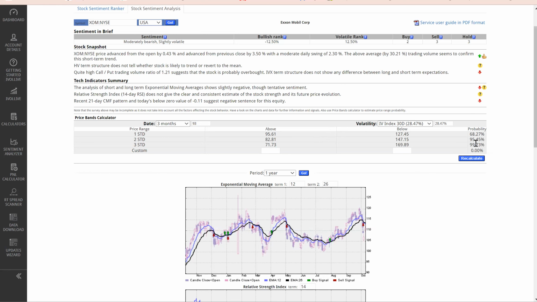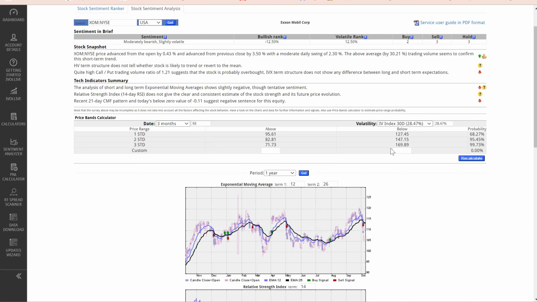And then there's a 95% probability it'll trade above 82 and below 147. And the reason why that probability is higher is because obviously this range of share prices is wider, right? That's why it's 2 standard deviations, not 1. And then 3 standard deviations is even wider. That'd be a low of 71.73 for Exxon and a high of 169.89. And there's almost a 99.7% chance that Exxon will stay within this range.